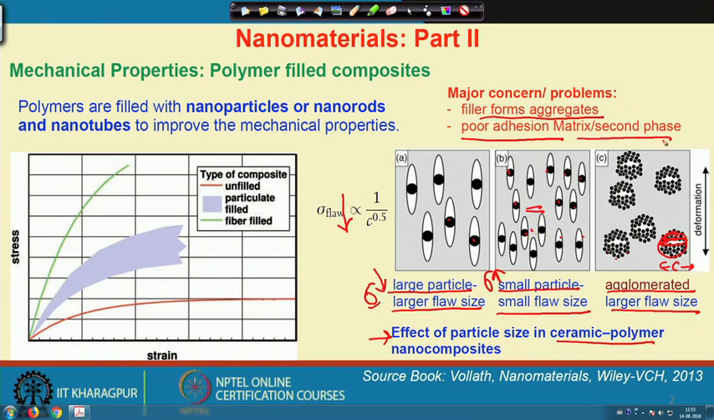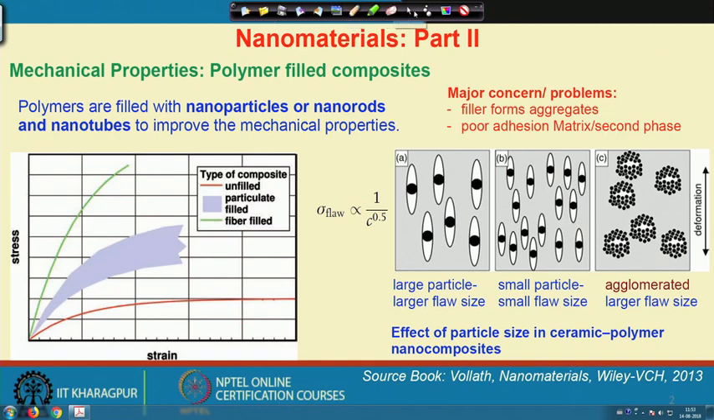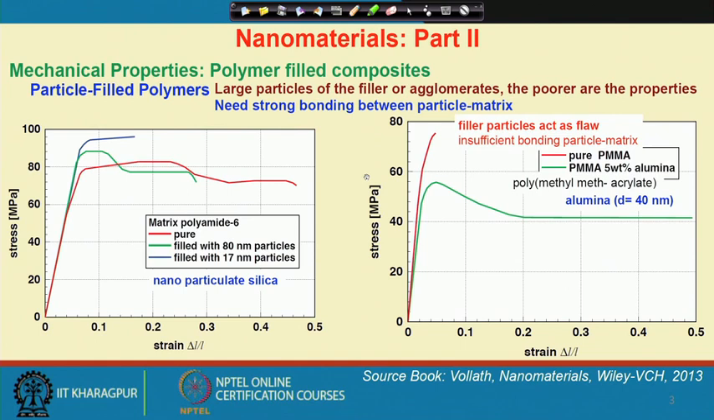So, the interface should be very strong. This is one of the very fundamental aspects of designing a nanocomposite and improving the mechanical properties. Now, we have learned that larger particles of the filler and agglomeration actually provide you poor properties, and therefore we need a stronger bonding between the particle and matrix at the interface.